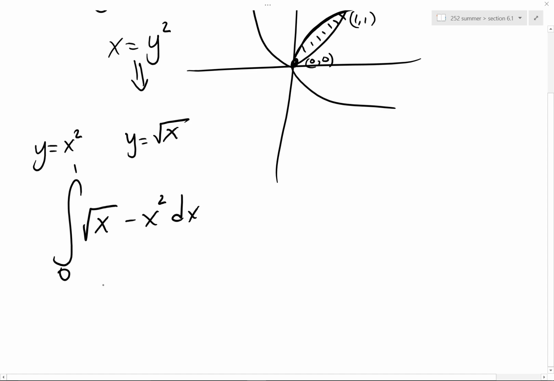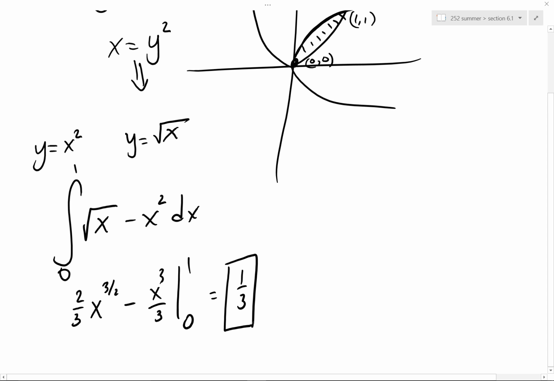Let's see if this works. So this should be x to the 1 half, so it's going to be x to the 3 halves times 2/3 minus x to the 3rd over 3 from 0 to 1. Put a 1 in and you get 2/3 minus 1/3, which is 1/3. In theory, that should be my answer.